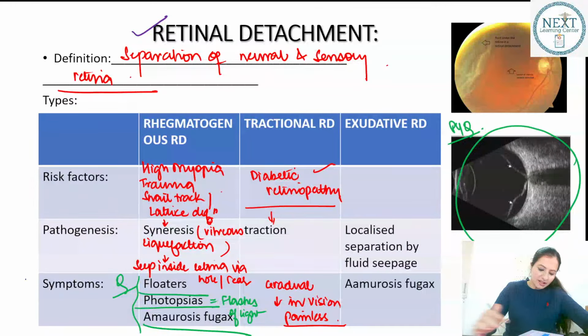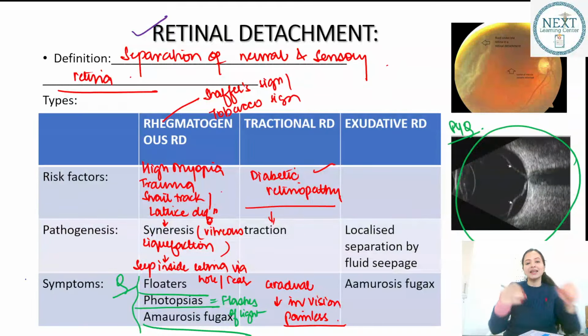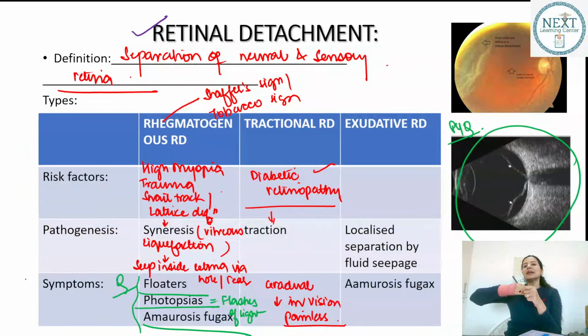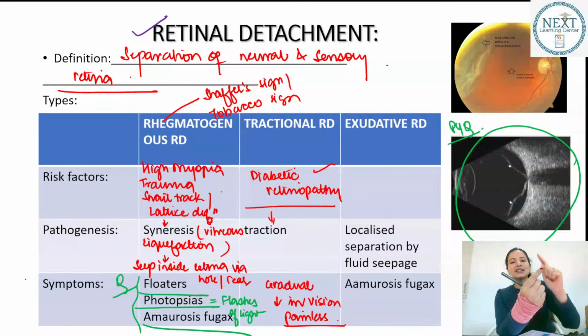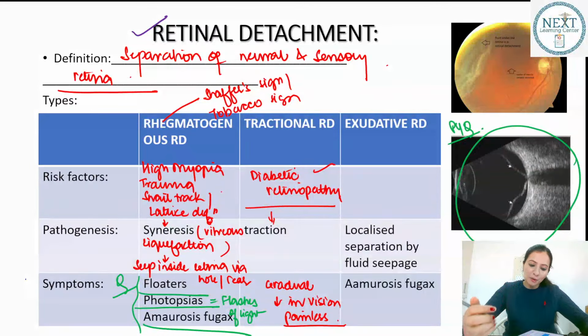See, Schaffer's sign is seen in rhegmatogenous RD. What is Schaffer's sign? It is also known as tobacco dust sign. Why does it occur? Suppose this is the area of the tear or the hole. Through that area, cells of the retinal pigment epithelium will keep on dispersing their pigment into the anterior vitreous. So when this pigment disperses into the anterior vitreous, this is what you call Schaffer's or tobacco dust sign.